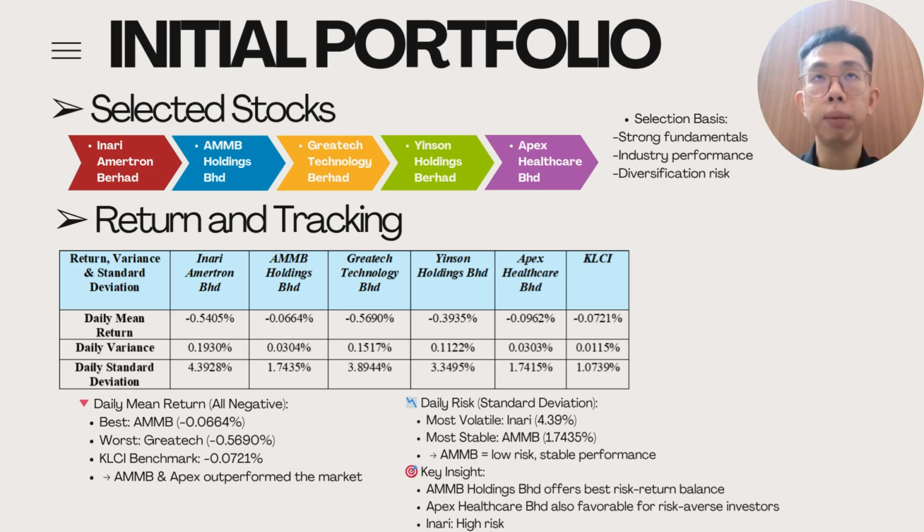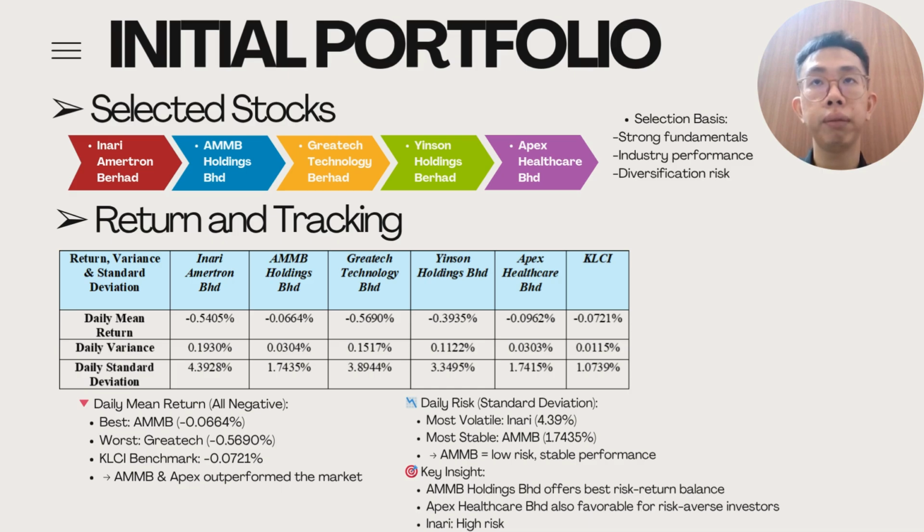Now I would like to present the portfolio performance. In the initial portfolio, we selected 5 local stocks: Inari Aluminum Berhad, AMMB Holding Berhad, Greentech Technology Berhad, Instant Holding Berhad, and the last one is Apex Healthcare Berhad. We selected these 5 stocks because they have strong fundamentals and the best industry performance, and this can diversify the risk because they are in different industries.